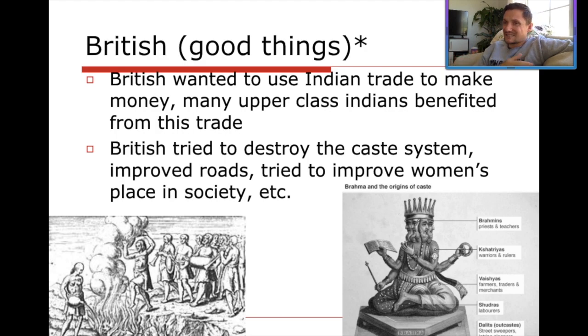In India, it was extremely stratified. You were extremely poor or you were extremely wealthy. Now, when the British show up to set up their imperial operations, they end up basically creating an Indian middle class. The British are also going to try and destroy this thing called the caste system.